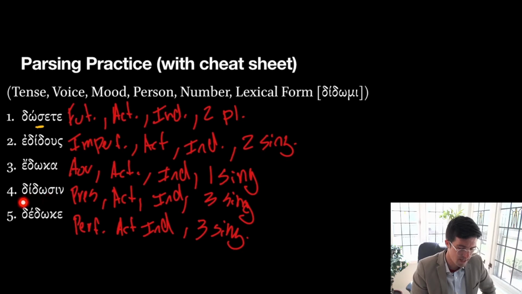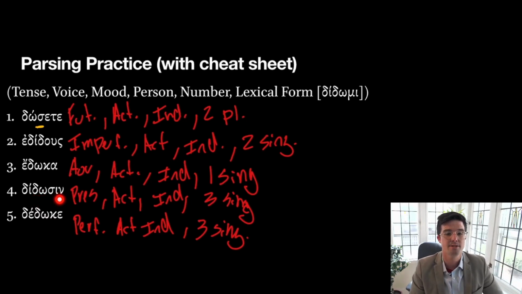And then didosin, notice we don't have anything at the beginning, or at least we don't have an augment at the beginning, I should say. But we do have a reduplication with iota, which is going to tell us that we have a present form here. If we were to have this reduplication with an augment, then we would know we're in the imperfect tense. So we're in the present here. We have a lengthened stem vowel, as often happens with mi verbs. And then we have this third person singular sin ending, so that we have a present active indicative third person singular.